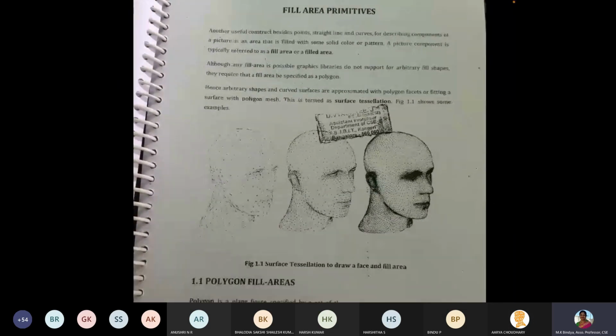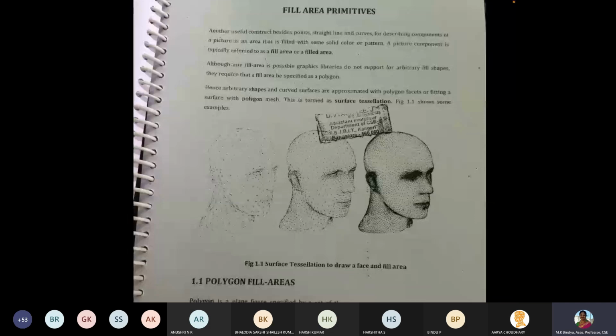As I told you, when you are drawing an image, as we know, the image has to be drawn using points, straight lines and curves. Then after drawing the image, the inside of that image area will be filled with some pattern. It is to be filled either with a solid color or with a pattern. That means any image is filled with a solid color or a pattern.